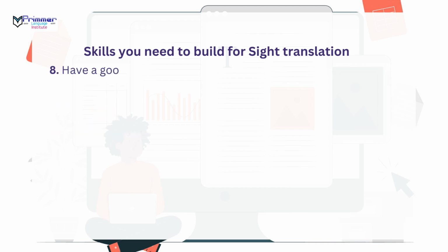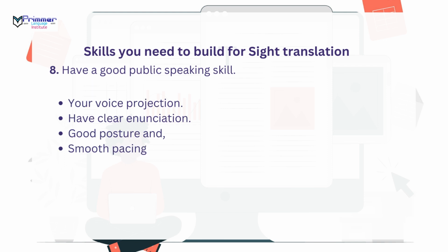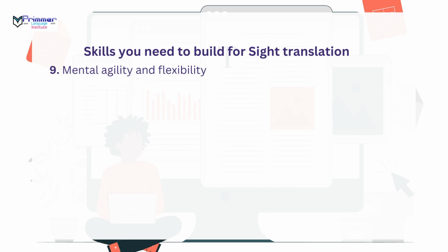Number 6, have a good public speaking skill. Your voice projection, have clear enunciation, a good posture, and smooth pacing. This is not negotiable. So when you are speaking, people will be able to understand, because when you have poor public speaking skills, it affects the way the listeners understand what you are saying. So you are saying the same thing, but your intonation is off the radar, and people will be struggling to understand you. Number 7, mental agility and flexibility.